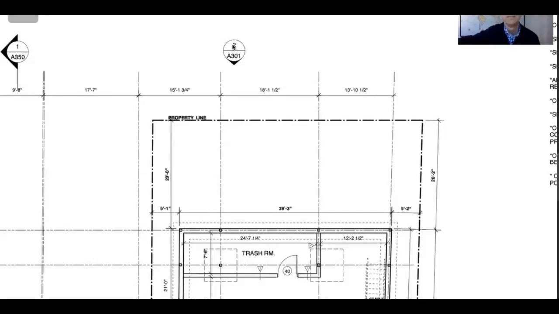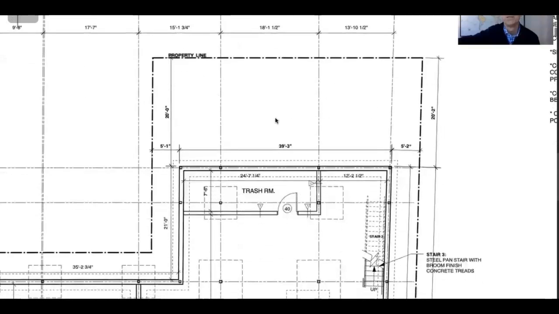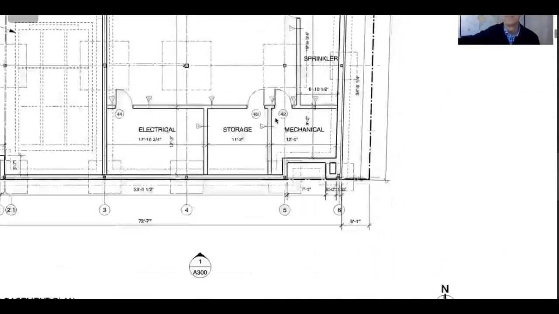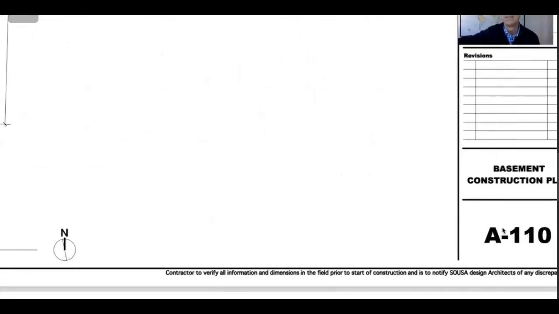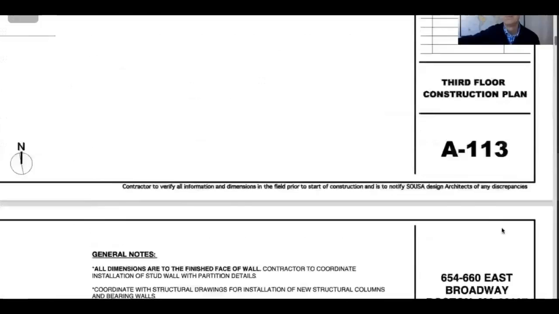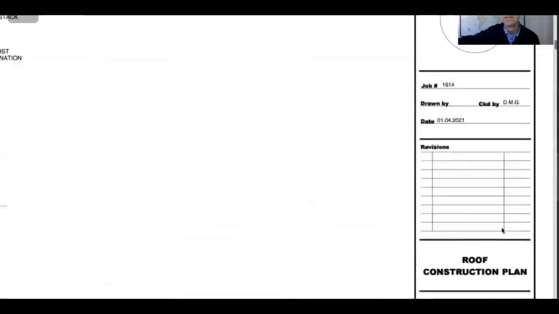A301. So that's going to be detail number 2 on page A301. So we're going to go down here and we look at the bottom right-hand corner of the page. It's A1-10. So you need to get to A301 in order to find that detail.